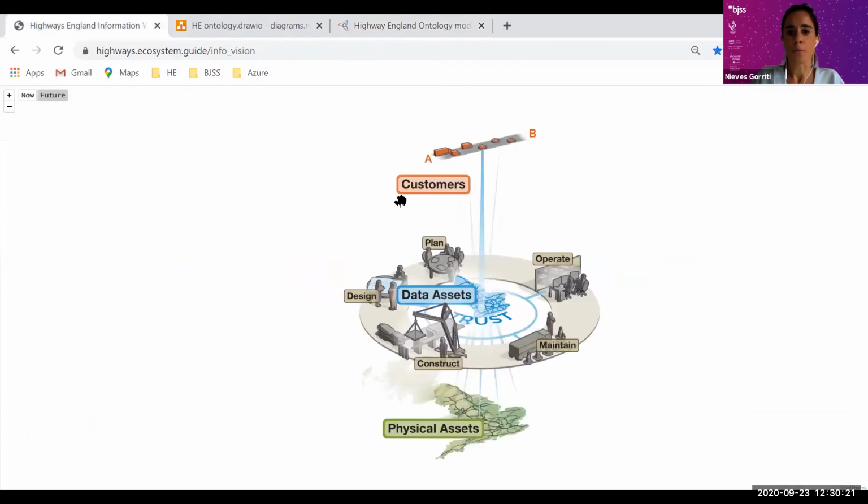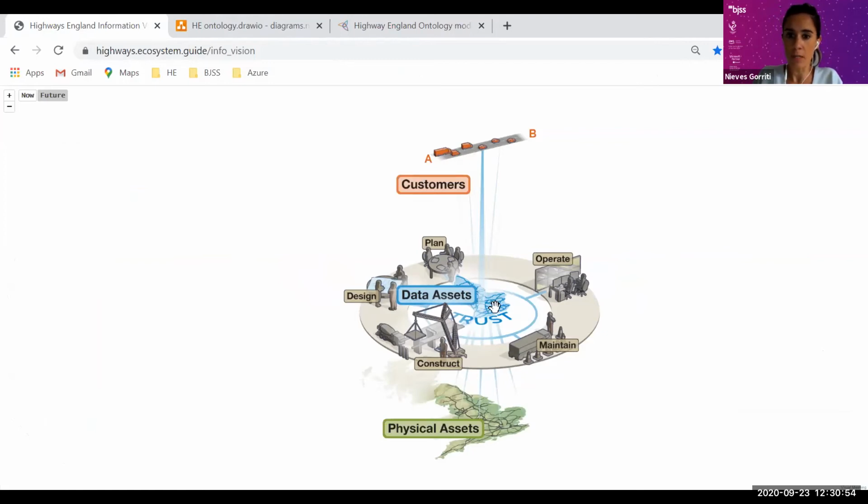So this is a diagram. This is the Highways England diagram of how they are working. If you can see in here, we have different business areas: plan, operate, maintain, construct, and design. These are different business areas involved in different projects for the highways construction, maintenance, operations, and so on. And then there is a unique point of trust, a unique point where all the data is. And then we can easily connect with customers, with the physical assets, and with the data.